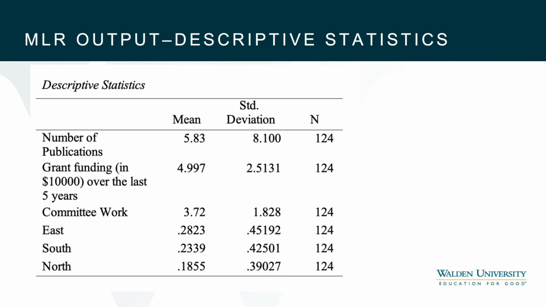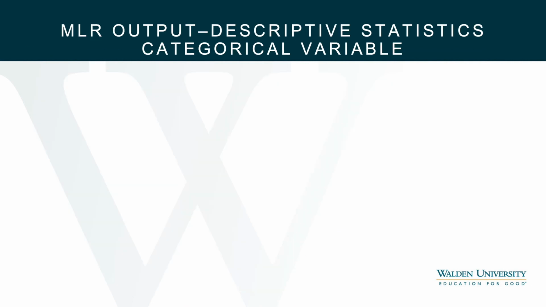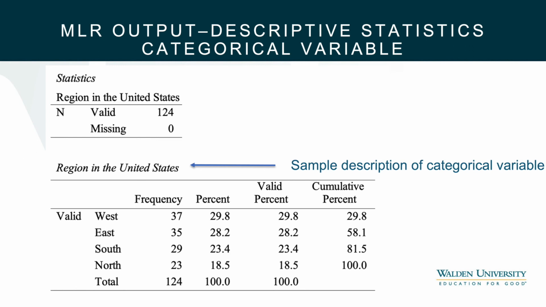Of course, we will describe our variables because we want to share with the reader how these variables act in this sample data set. But as I mentioned before, we can only describe the number of publications, grant funding, and committee work here with the mean and the standard deviation. We cannot describe these dummy variables with means and standard deviations. For that, we will reach back to the original descriptive statistic output for the categorical variable. The region West, East, South, and North can be used to describe the levels of this categorical variable.